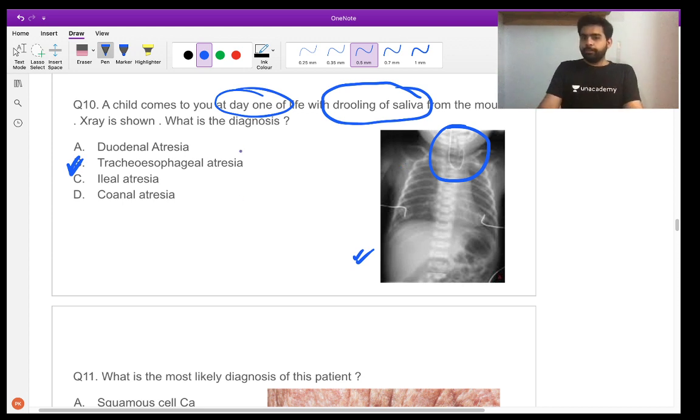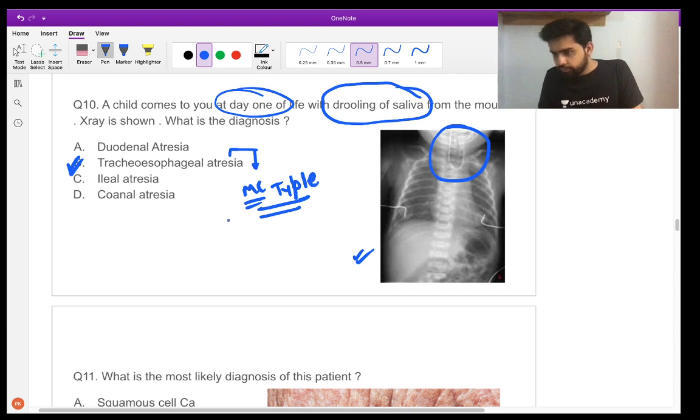Now can you tell me which is the most common type of tracheoesophageal fistula? Type A, B, C, or D? So it is basically type C. Yes, very good, Karishma. So what is the most common type? It is in fact type C.